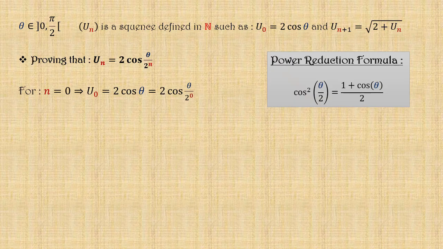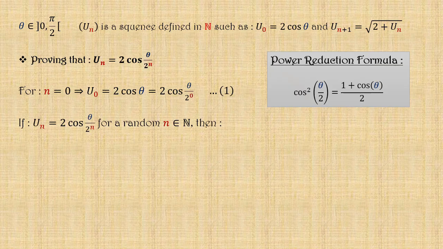So, for n equals 0, we have u0 that equals 2 times cosine theta, which can be written as equal to 2 times cosine theta over 2 to the power of 0. Which means that for the first value of n, which is 0, our general term formula in terms of n is true. We'll note this as assertion number 1.